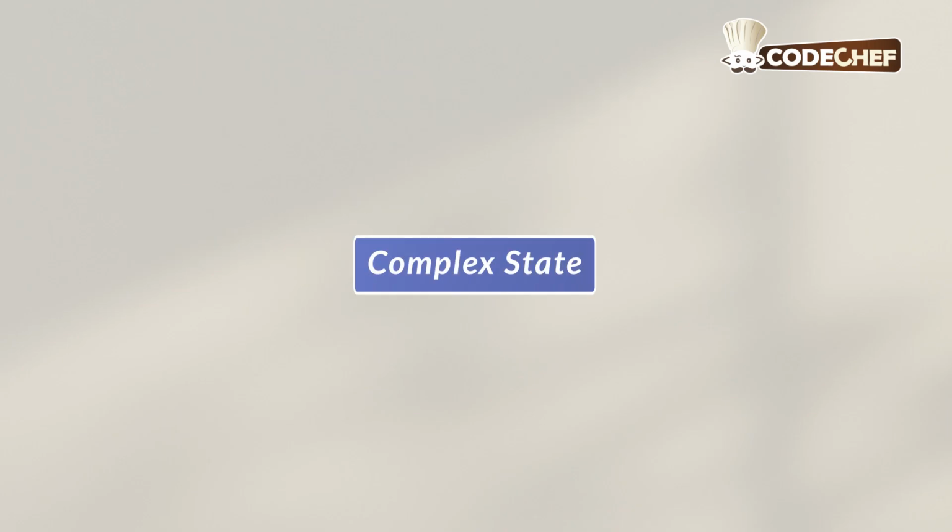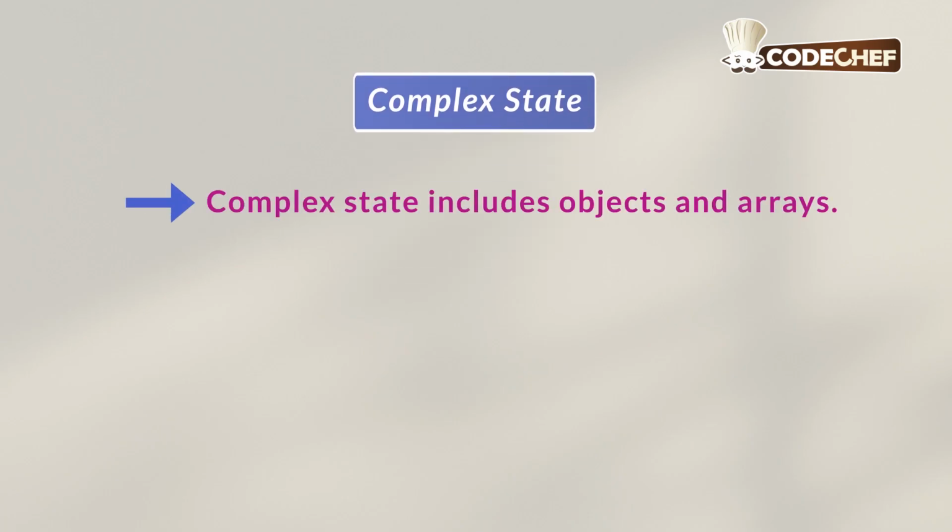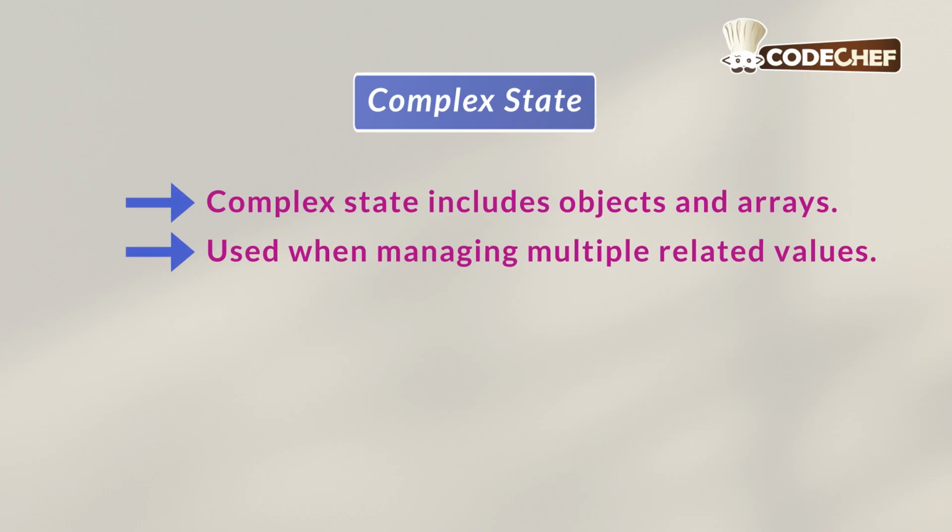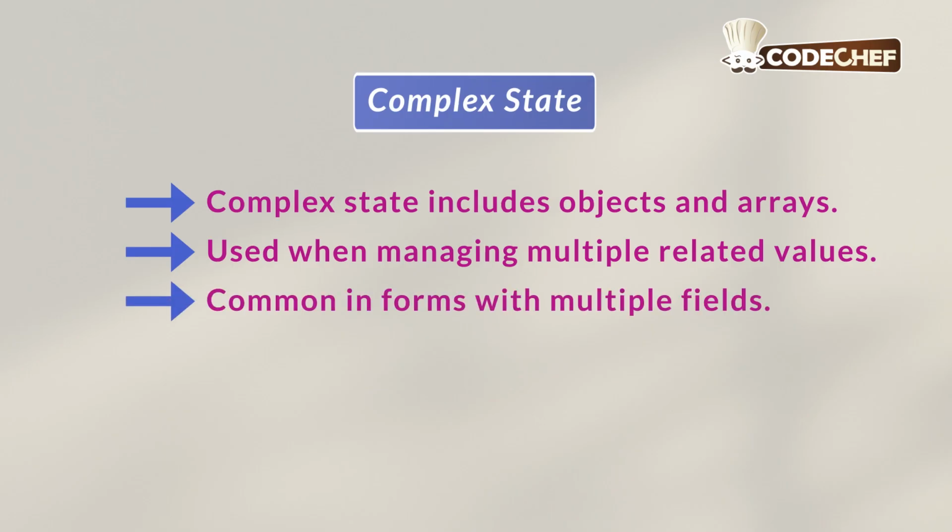When applications grow, we often deal with more than simple values. Complex state includes objects and arrays and stores related data together. Forms with multiple fields are a common example of complex state.